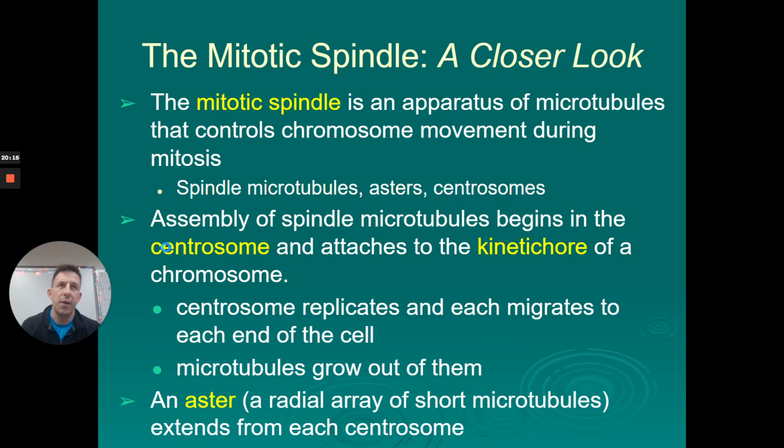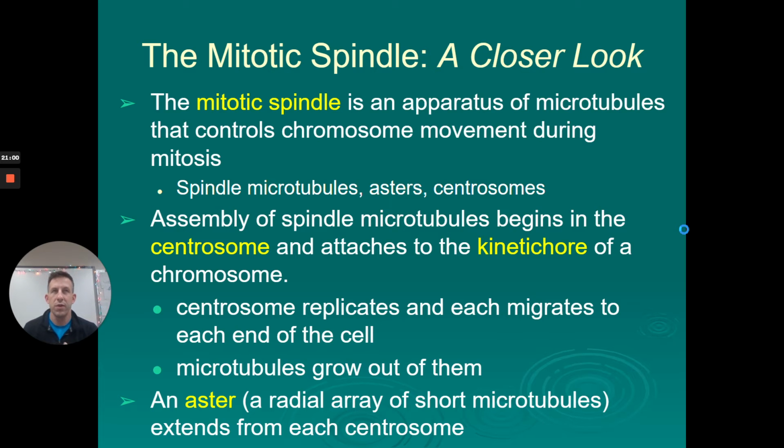So to start this whole process, the cell creates these things called the centrosome. Okay? The centrosome will replicate, and each one of these little centrosomes will migrate to either end of the cell that is elongating and dividing. And the spindle microtubules, I should have highlighted those in yellow right here, start at the centrosome and radiate outwards. They extend outwards towards the chromosomes, and when they reach the chromosomes, they will attach to something called the kinetochore that is on the chromosome.